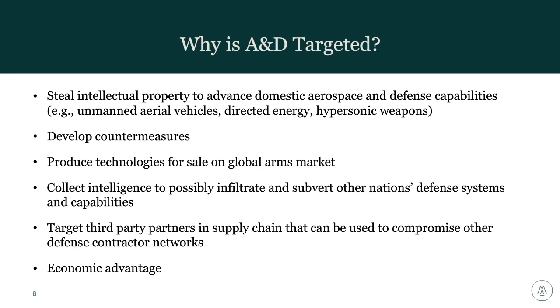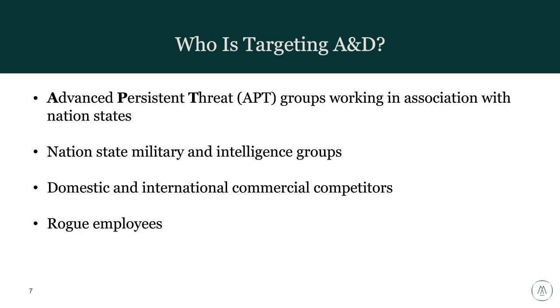Last but not least is economic advantage. There is some commercial espionage going on, but predominantly we're more worried about the nation-state capabilities. So speaking of that, who are these groups that are targeting aerospace and defense? A quick definition here: you may have heard of the term APT, and that stands for Advanced Persistent Threat.